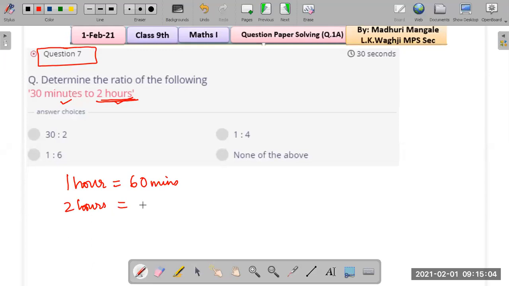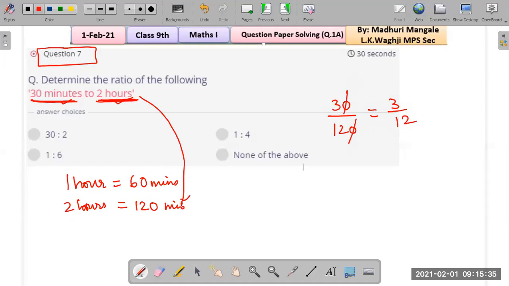Quickly write it on paper. 2 hours equals 2 times 60, that is 120 minutes. So we have to find the ratio of 30 minutes to 120 minutes. The first should be written on top, the second should be written at the bottom, right? Numerator and denominator in that format. So 30 to 120, we have converted the hours to minutes, and now bring this down to simplest form. One hint I'll give you, the zeros get cancelled out, and then you're left with 3 over 12.